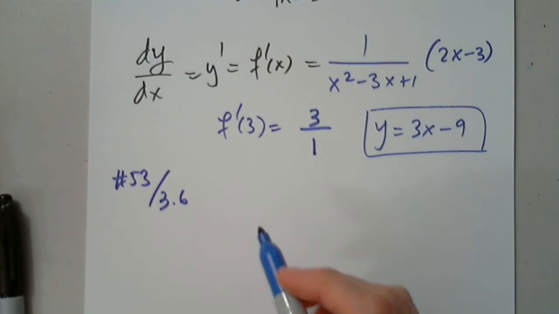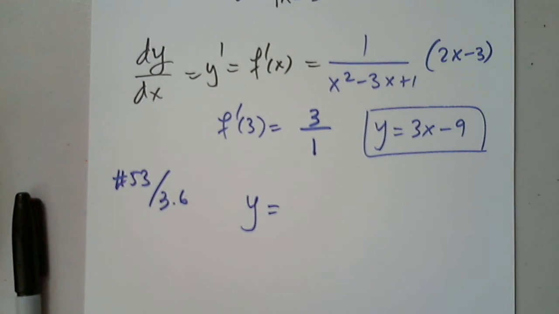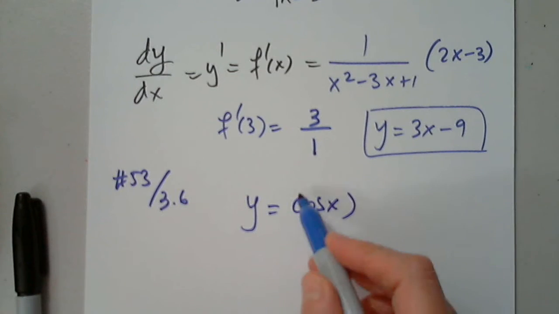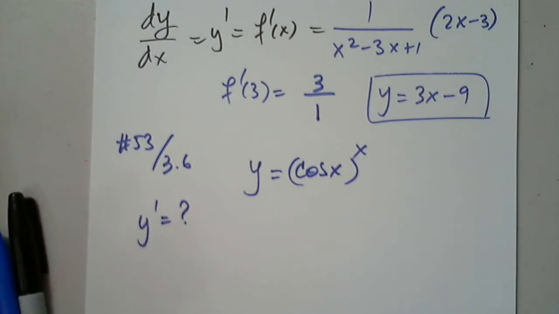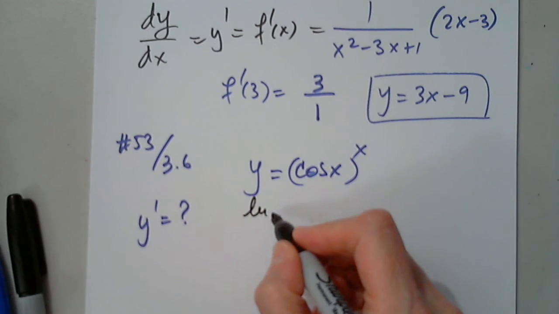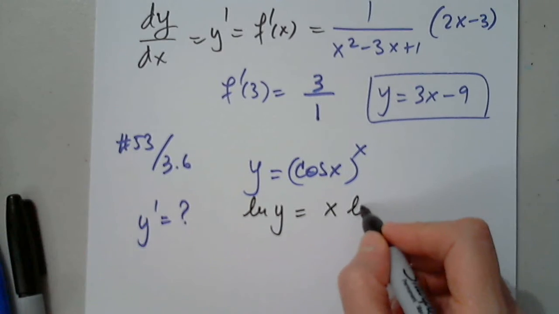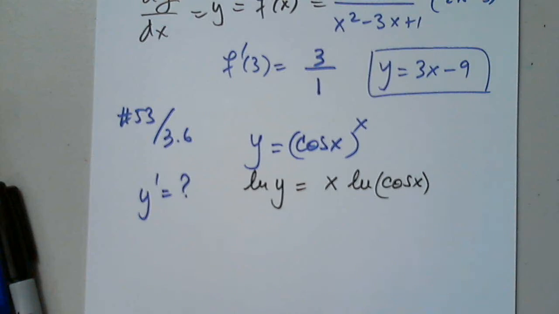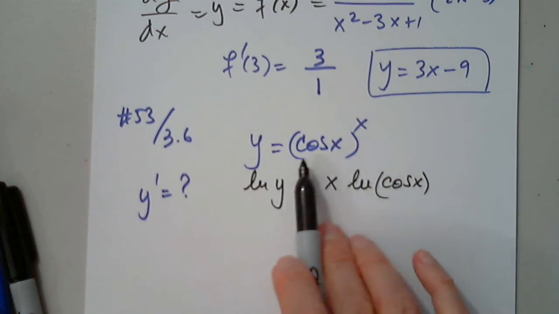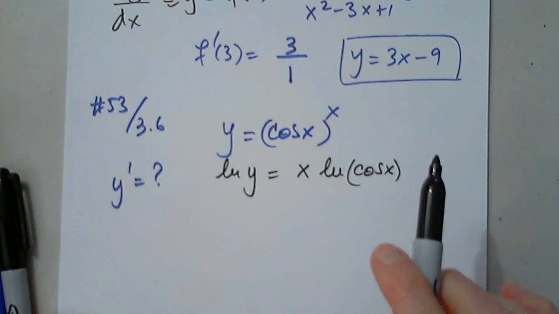Careful. So then we have y equals cosine x to the power x. We're asked to find y prime. How do we do this? Anyone? Take the natural log of both sides. Absolutely, very good. So natural log of y equals x natural log of cosine x. Please remember that is absolutely mandatory. There is no other differentiation rule here to be applied.